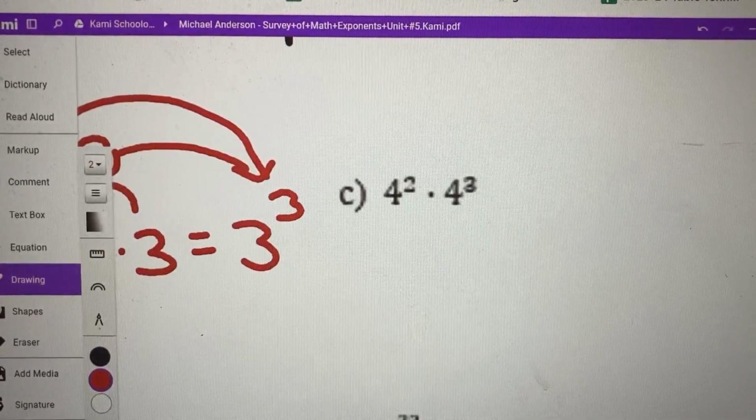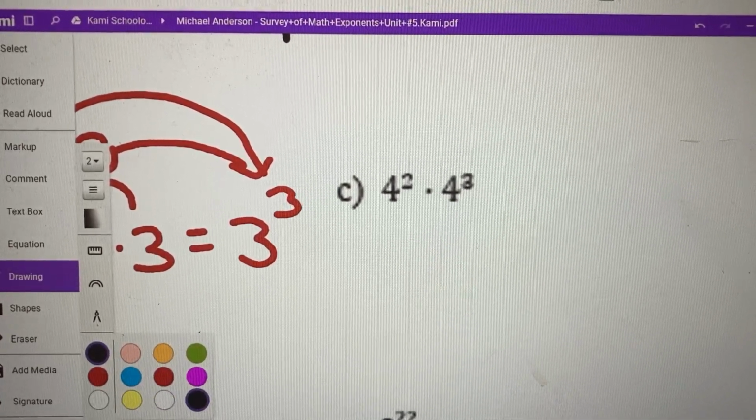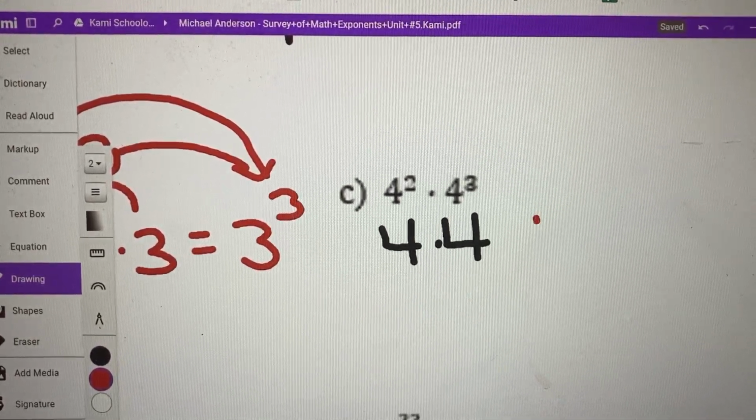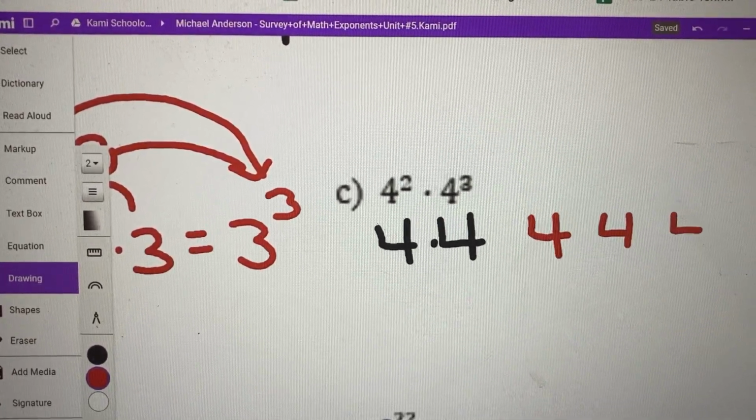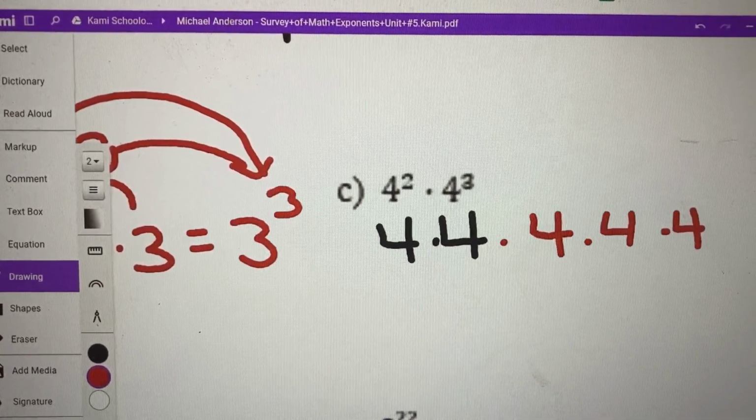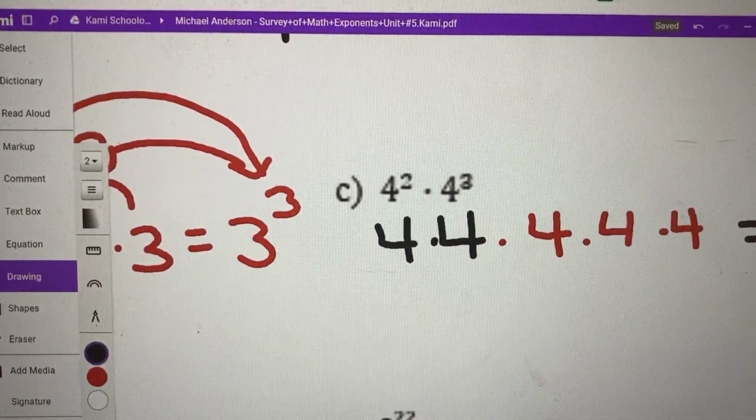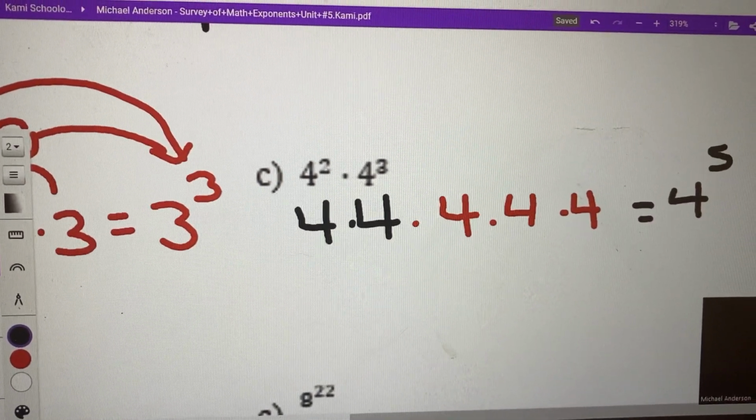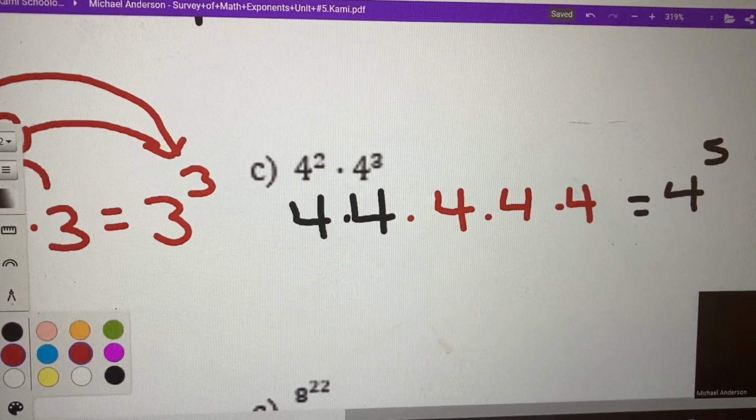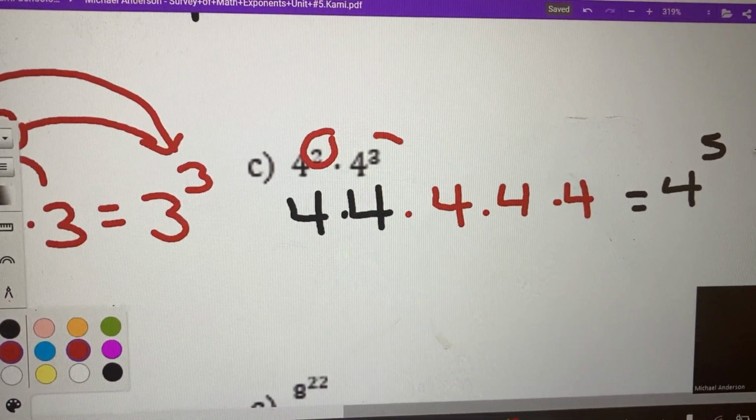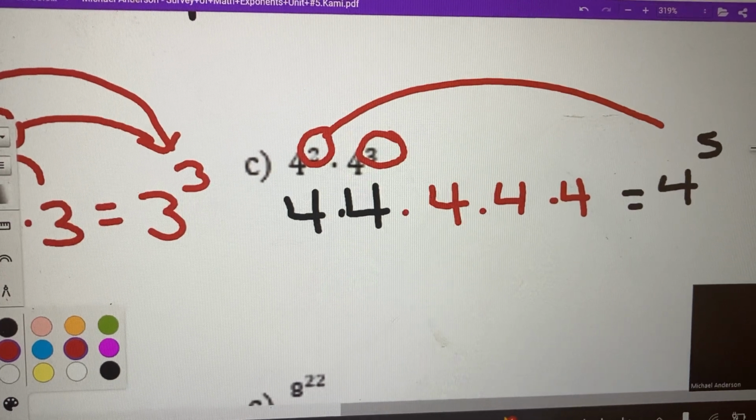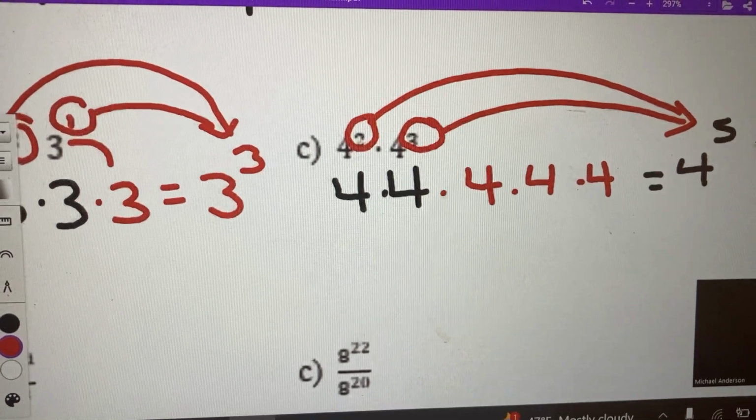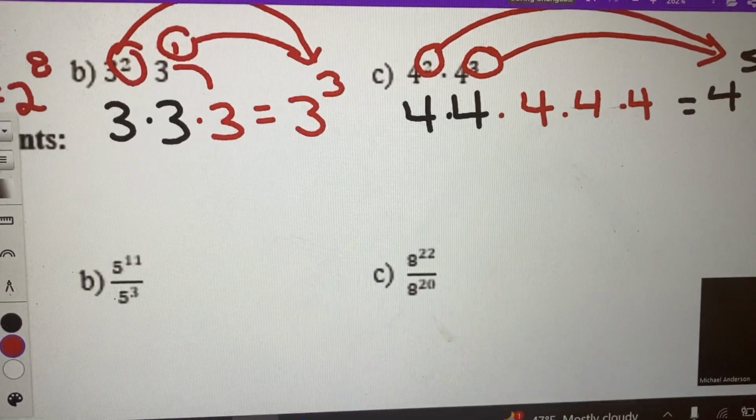Four squared times 4 to the third. 4 squared is 2 4's multiplied together. 4 cubed is 3 4's multiplied together. So, in the grand end of things, we have a total of 5 numbers multiplied together. So that's 4 to the 5th. We took the power of 2 and another exponent of 3. We added them together to get the 5. When you multiply terms together, you add the exponent.